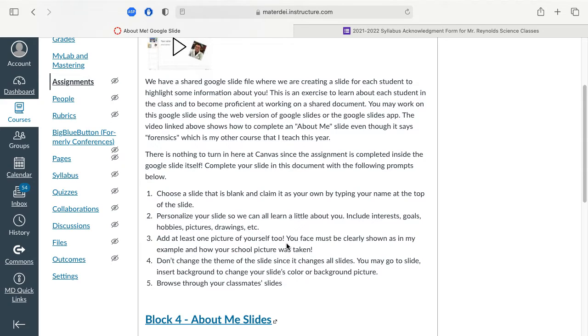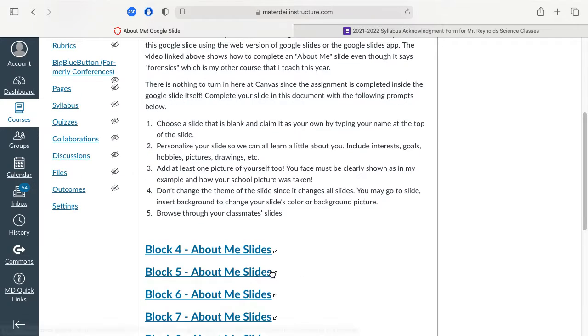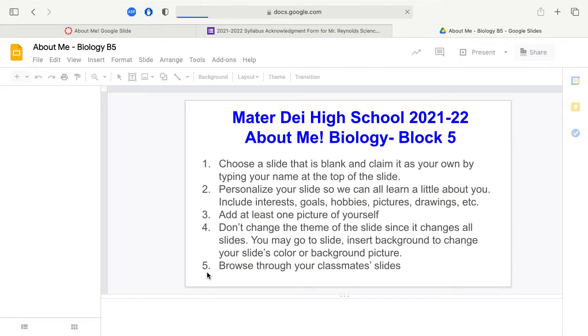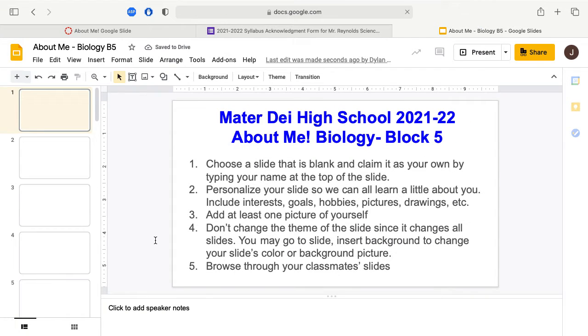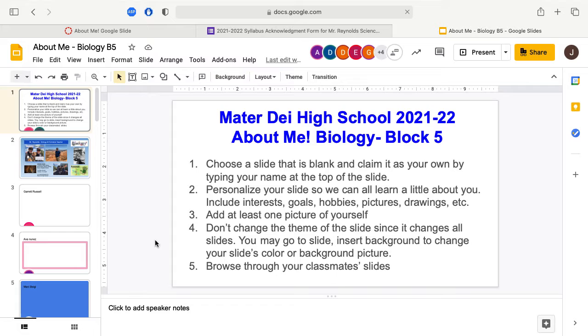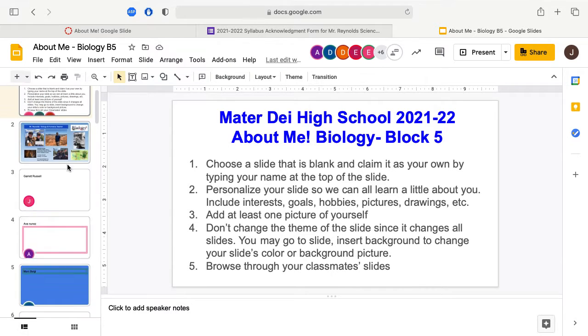And you can change everything about the slide. The background colors, I'll show you what I did as an example. But be careful that you don't change the theme, because we're all in one slideshow. If you change the theme, it's going to change it for everyone. So if you find you did that, just hit undo and just modify your own slide. So you guys are block 5, so you would click right here, block 5, About Me Slides. The directions are at the top once again, and some of you guys have already clicked into it.